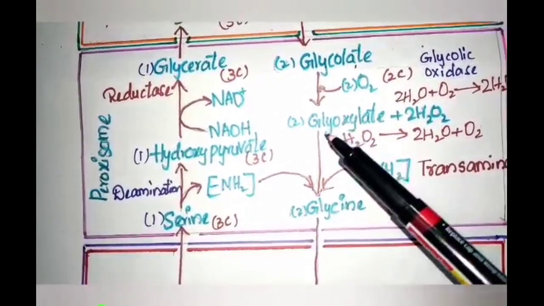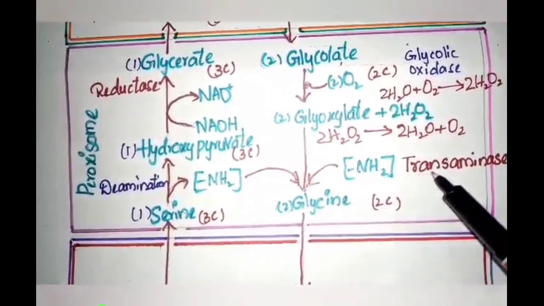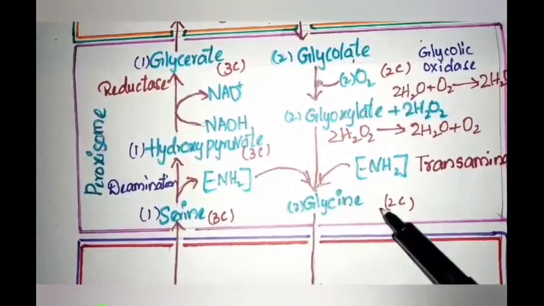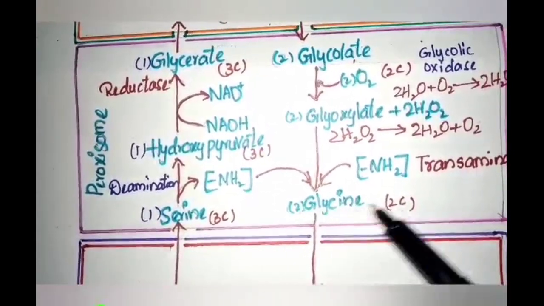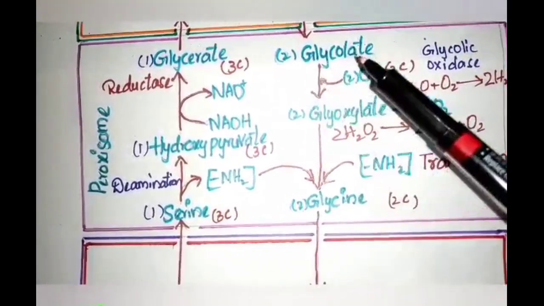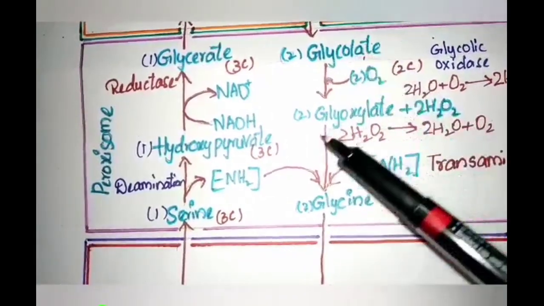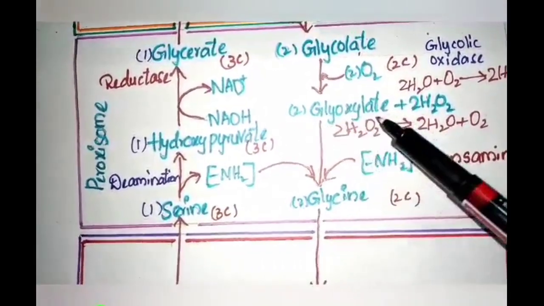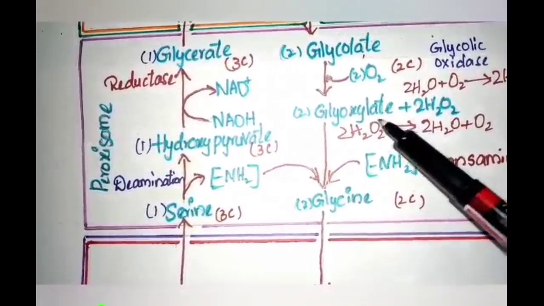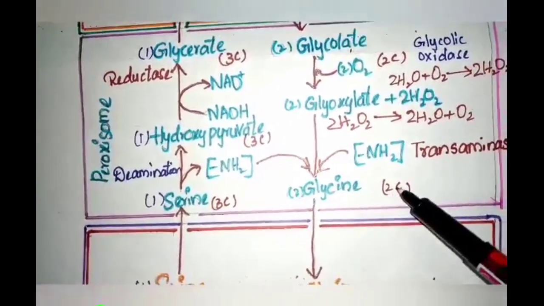Now glyoxylate is converted into glycine by the transaminase enzyme, with the addition of some amino acids. Glycine consists of 2 carbons, and 2 moles of glycine are formed. Glycolate, each one consisting of 2 carbons, 2 moles of glycolate convert into 2 moles of glyoxylate. Then 2 moles of glyoxylate, each mole consisting of 2 carbons, again convert into 2 moles of glycine, each one consisting of 2 carbons.